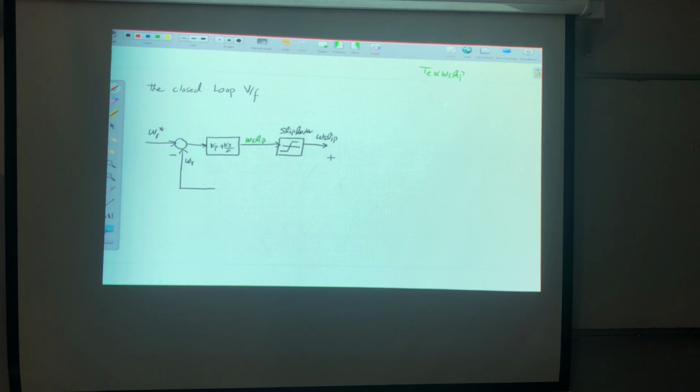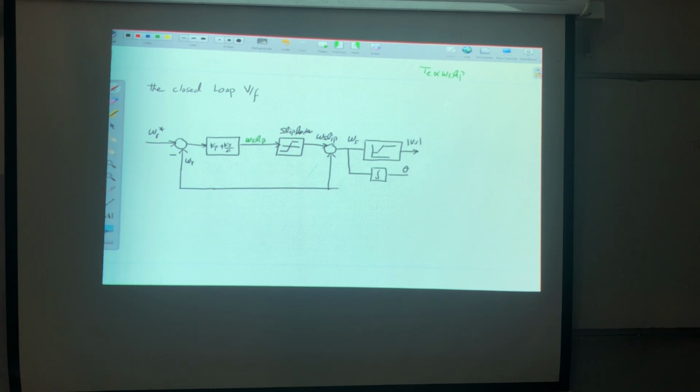If we add that to omega R, we will get omega S, correct? Now this one will go to the V over F control. So the output is Vs. Now if I integrate this one, I will get theta.